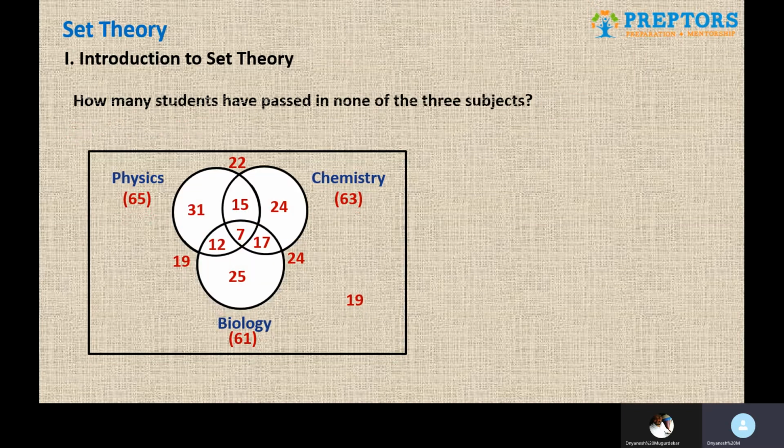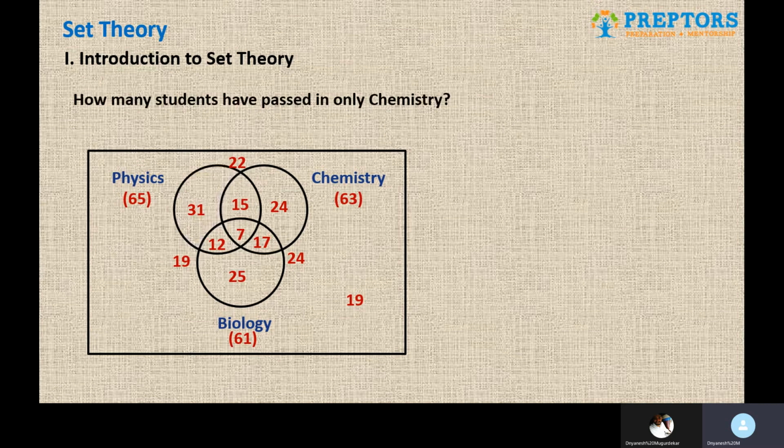The next one, how many students have passed in none of the 3 subjects? Obviously we had already calculated that, which is 19 are the ones that have not passed in any of the 3 subjects. Next one, how many students have passed in only physics? Now this is going to become very easy as we move ahead. Only physics, 31. After this, only chemistry, 24. After that, only biology, 25.